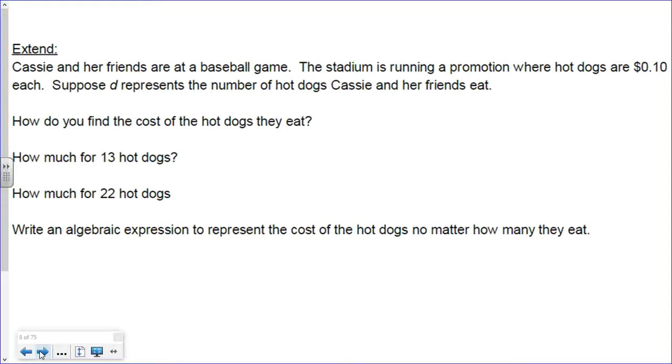Please read for me about Cassie. Just to yourself. Read those first 2 lines about Cassie and her friends. Got the idea? Cheap hot dogs, right?